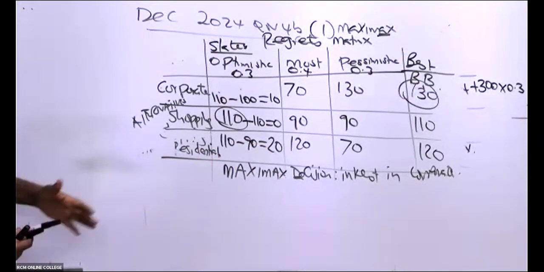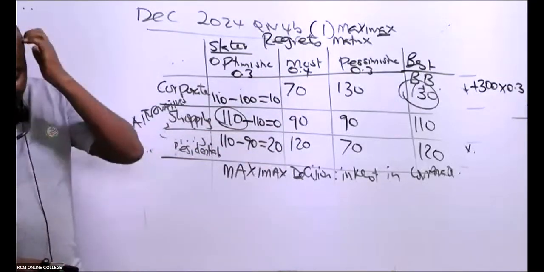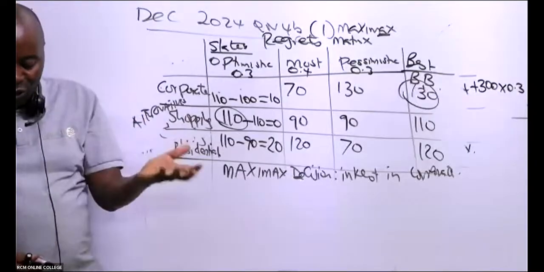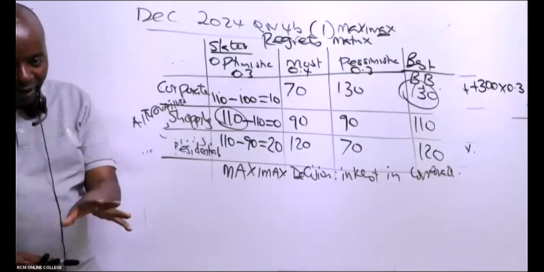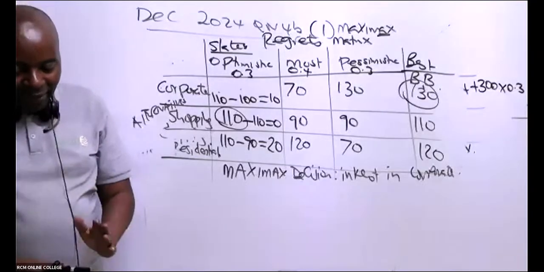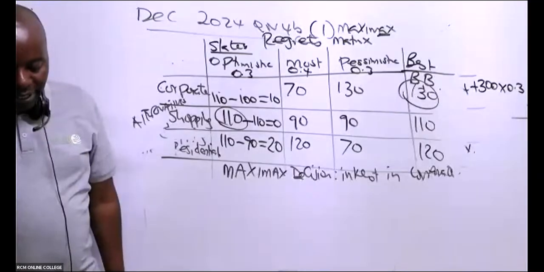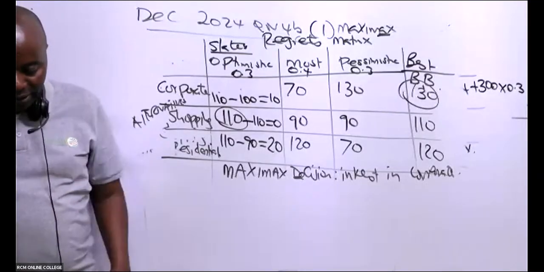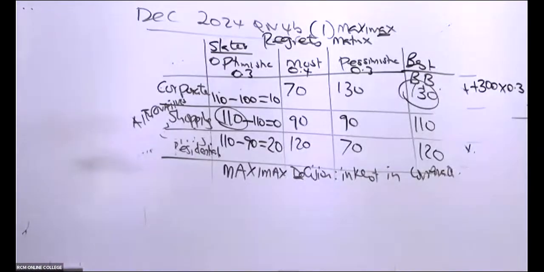Is there somebody who is able to compute regrets for column number two? Please try your best, even if you don't get it right. It's two rules, basically: go to the column and identify the very highest. Thank you so much, Linda. Already Linda is at home.